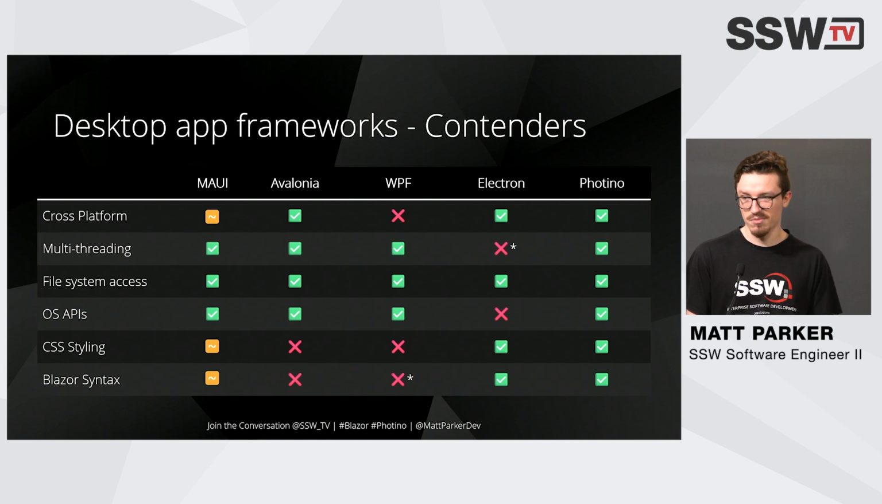Electron is cross-platform, but there's no multi-threading in general. Again, you could use those web workers, but yeah, it's not great. There is file system access, but you can't access the operating system APIs, and you can use your CSS styling in Blazor syntax because it's just a website running locally. And then we come to Photino, which has all of the above. So to me, the two prime contenders are MAUI and Photino. So let's compare those two.